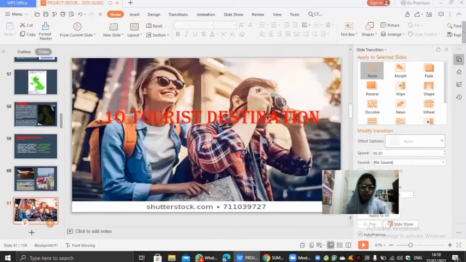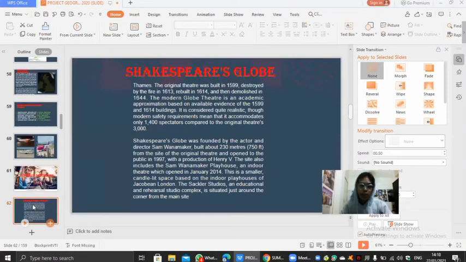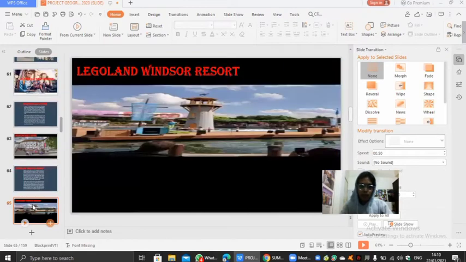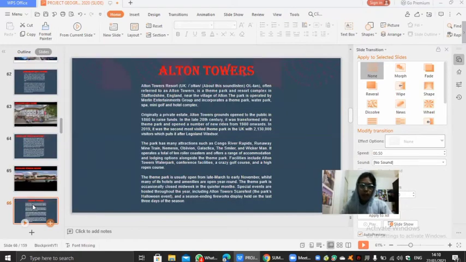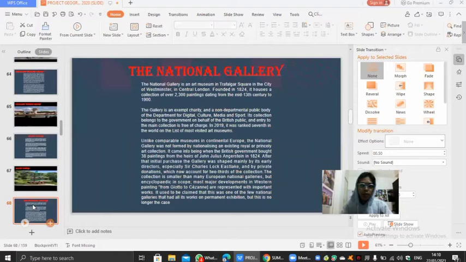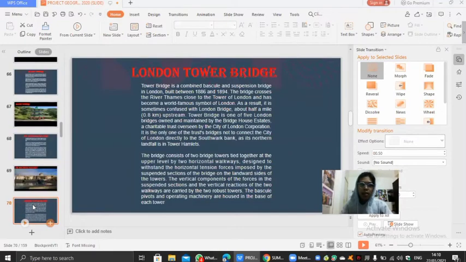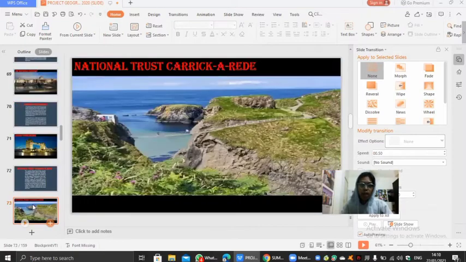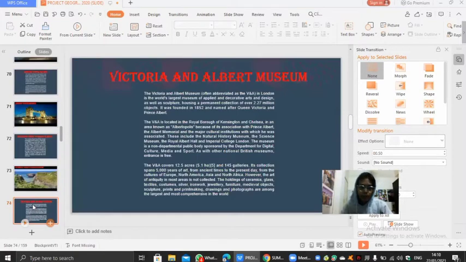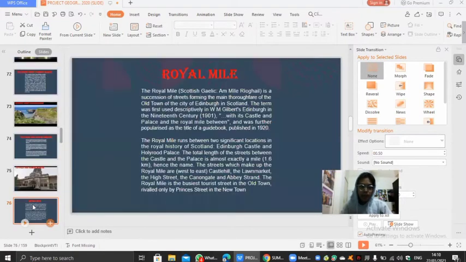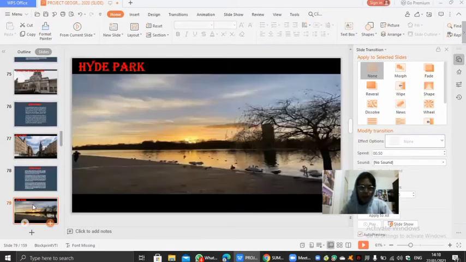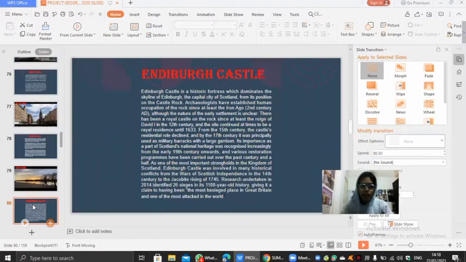This is a picture. Okay, for the 10 tourist destinations: 1. Shakespeare's Globe, 2. Legoland Windsor Resort, 3. Alton Towers, 4. the National Gallery, 5. London Tower Bridge, 6. National Trust, 7. Victoria and Albert Museum, 8. Royal Mall, 9. Hyde Park, and last one, Edinburgh Castle.